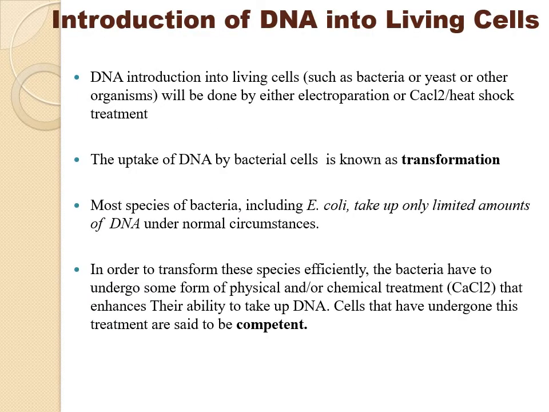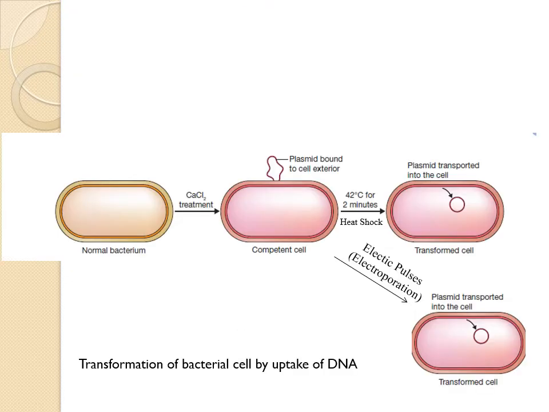We talked about their ability to take up DNA. Cells that have undergone this treatment are said to be competent, as I've already mentioned. E. coli is the most common bacterium that we generally use, and a plasmid is basically the vector carrying foreign DNA. Alright, so clear? If not, do let me know in the comment section.